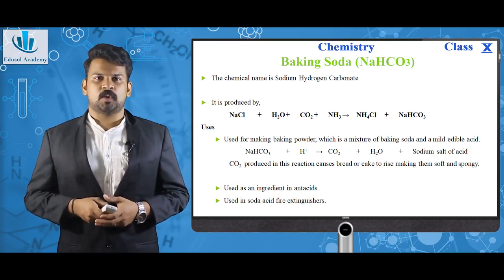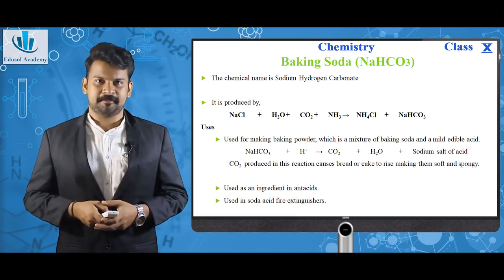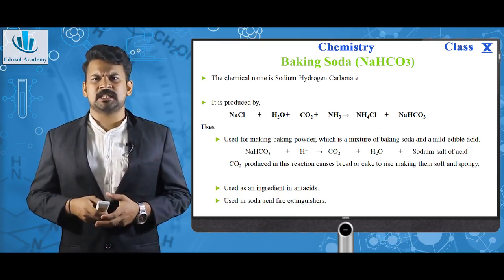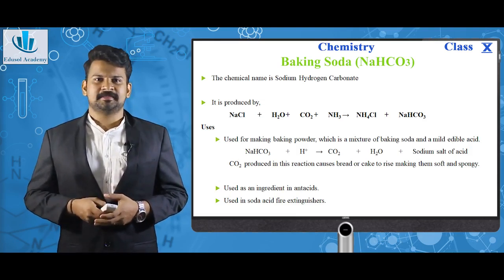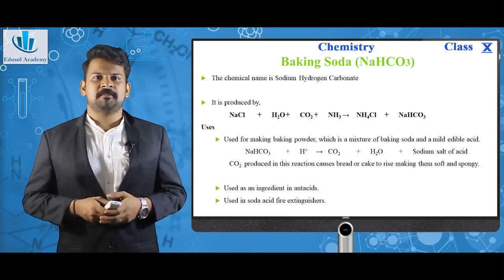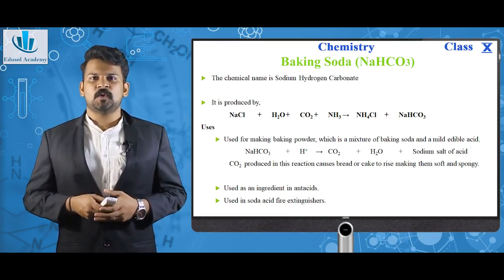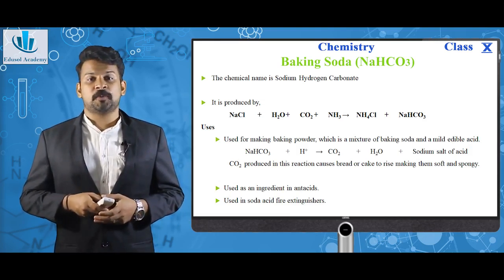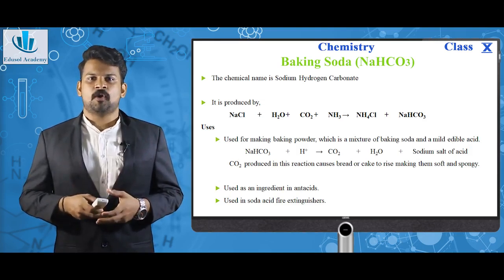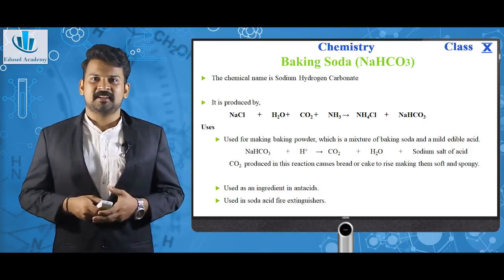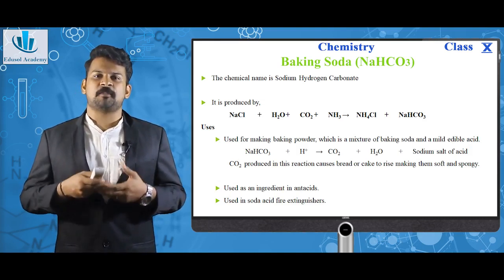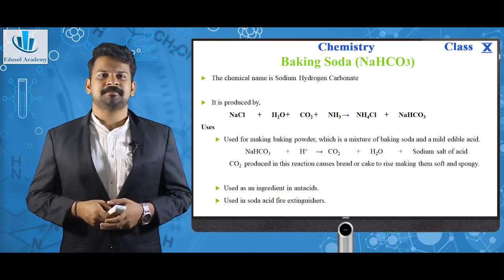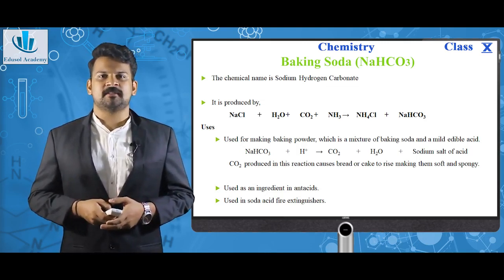Baking soda has also wide range of characteristics and uses. It is used for making baking powder, which is a mixture of baking soda and a mild edible acid. As you can see, NaHCO3 plus H+ gives CO2 plus H2O plus sodium salt of the acid. CO2 produced in this reaction causes the bread or cake to become soft and spongy. It is also used as an ingredient in antacids. It is also used in soda acid fire extinguishers.